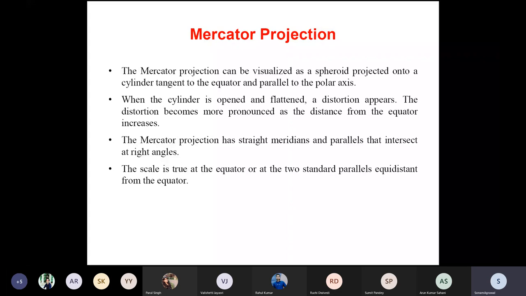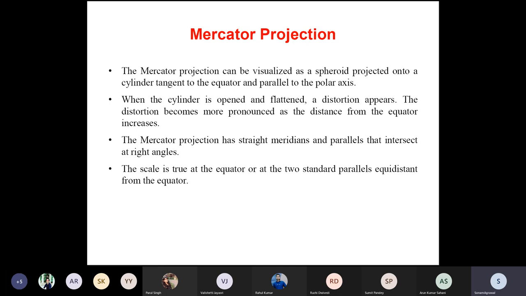The Mercator projection has a straight meridian and parallel that intersect at right angles. The scale is true at the equator or at two standard parallels equidistant from the equator. What does it mean or what can you conclude from the last line? It says there are two parts in the fourth point. The scale is true at the equator. When will it be true at the equator? When the cylindrical projection is tangent at the equator.